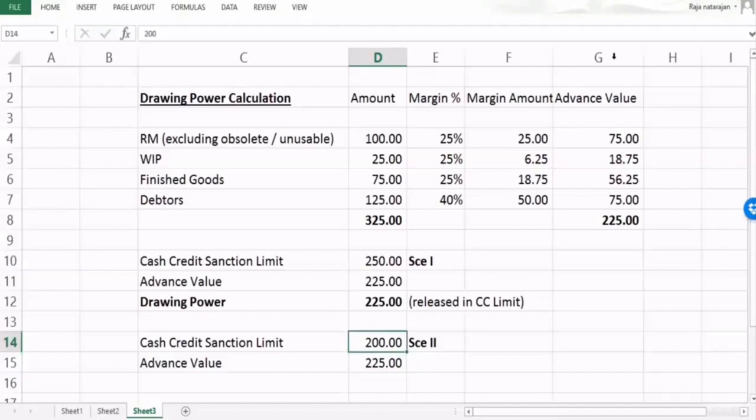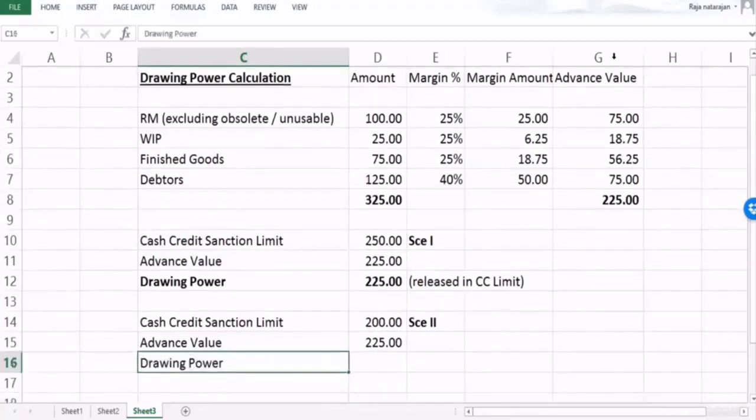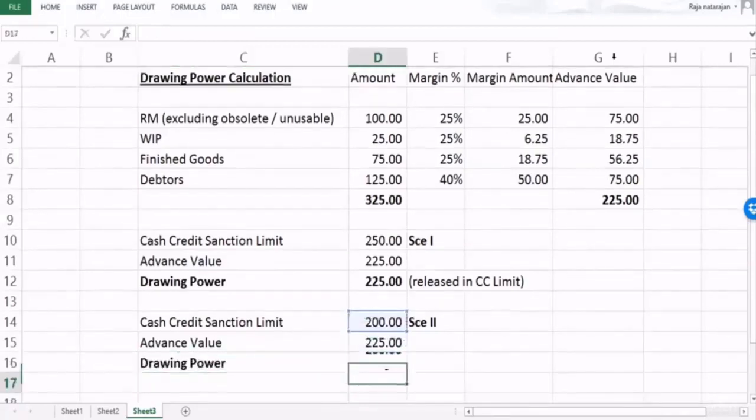Sanction is 200 but advance is greater than the sanction. In that case again it's going to be whichever is lower, that is, drawing power is going to be whichever is lower, that is this 200. So even though you have advance value, that amount cannot be released because the sanction limit is only 200. So this is the exact role of drawing power.